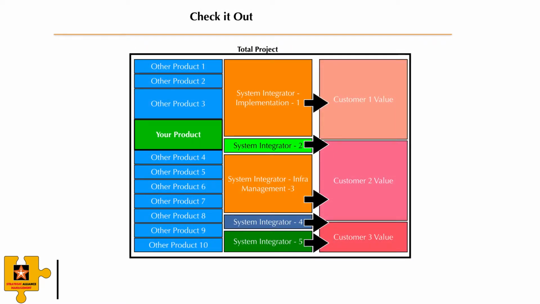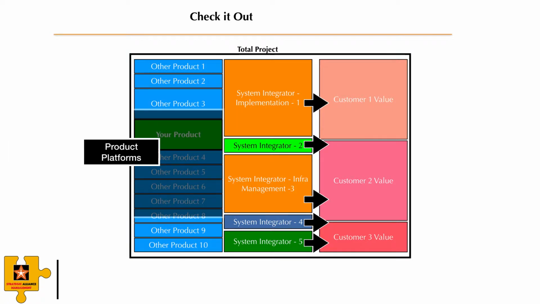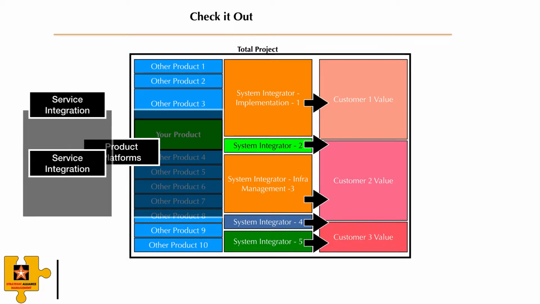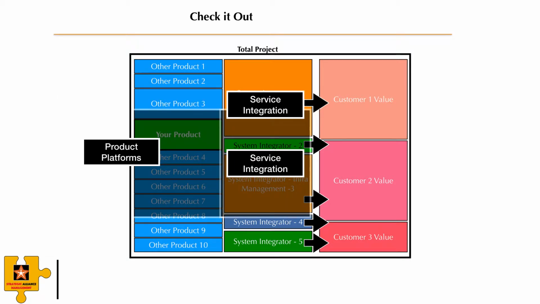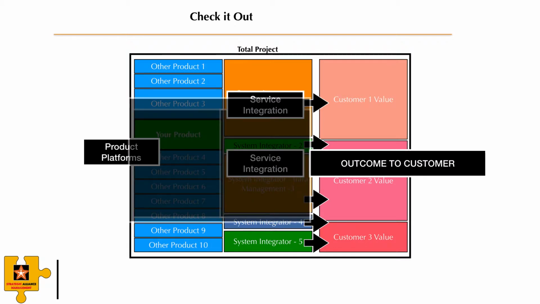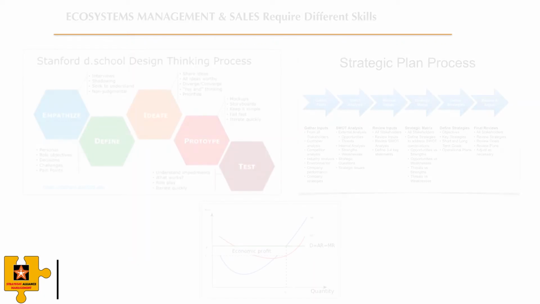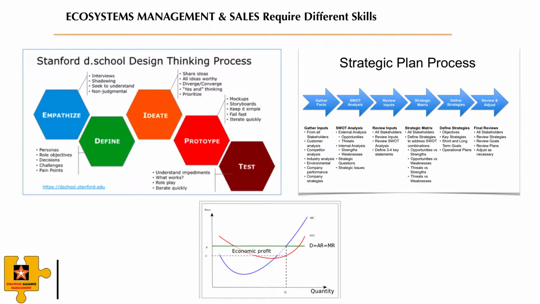Let's go back to the same project. Now, think of this. You've got multiple products or multiple product platforms. You've got multiple GSIs working together to stitch the products, the platforms, the processes, the people, the technology, etc., and then offer this whole thing as an outcome to the customer. Now, we talked about the good stuff. Now, here's some tough stuff.